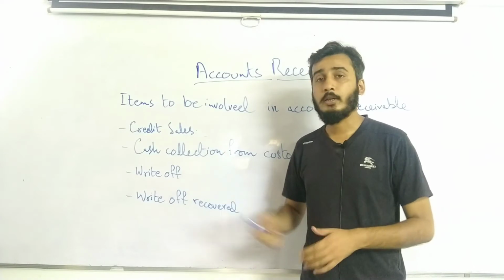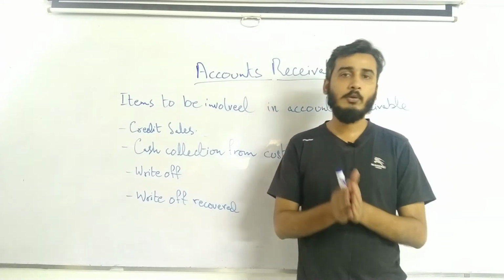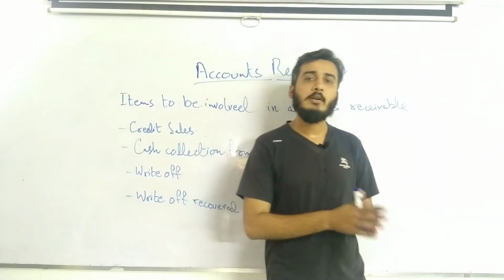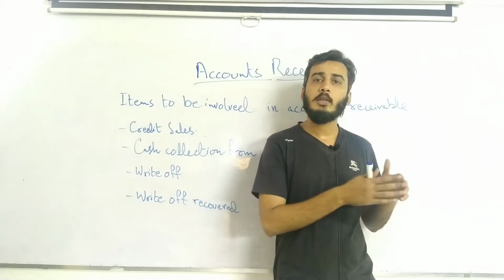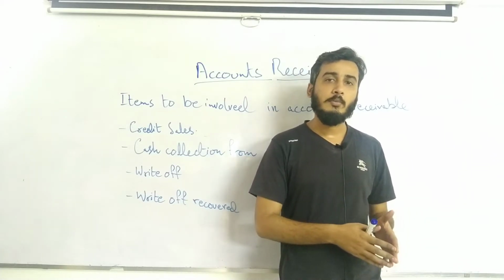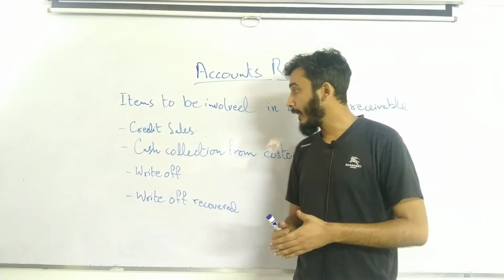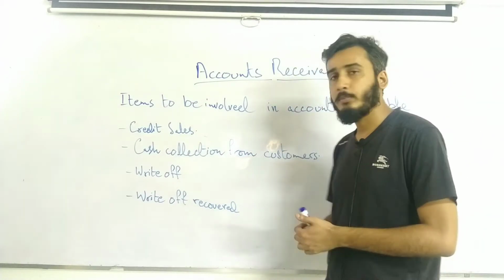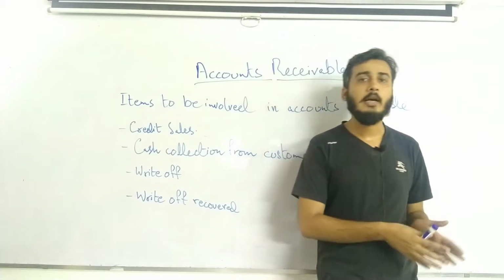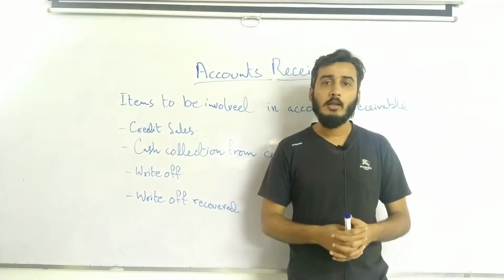Number one is credit sales. Many of you know what credit sales is. If you have sold anything on account to the customer and the money is to be received in the future, that is called credit sales. Then number two, cash collection from the customer. This is an important item which is involved in accounts receivable.